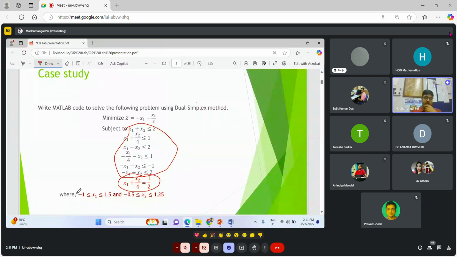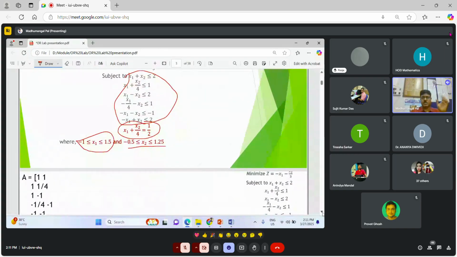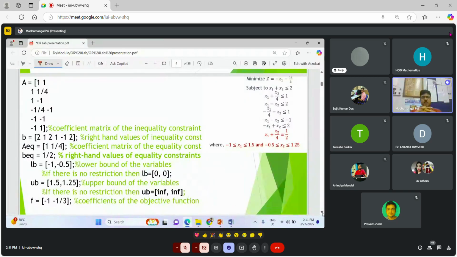And here x1 is bounded between -1 and 1.5, and similarly x2 is bounded between -0.5 and 1.25. So this is the given input. There is no problem whatever the bounds are. MATLAB will automatically solve. So for this problem, we construct the matrix A.